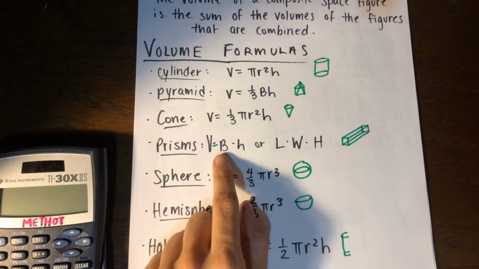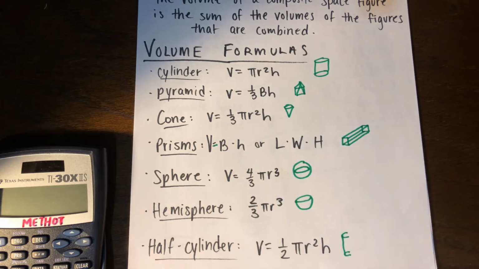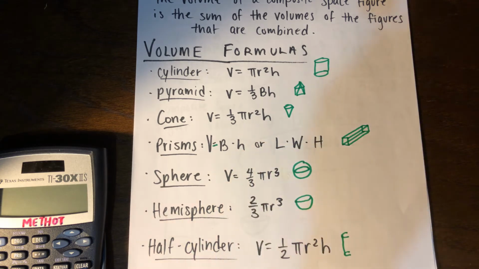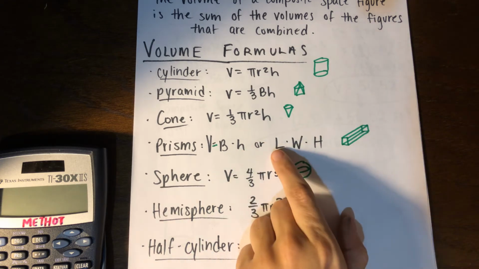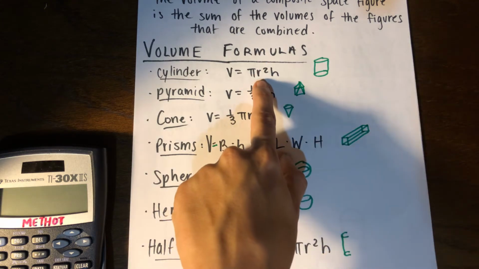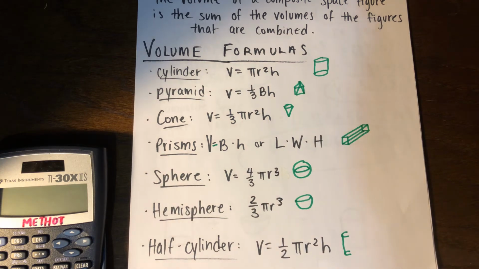I really want to talk about this one right here. This is the area of the base. Remember that. This capital B means area of the base. The lowercase h's are heights, and in this case, this one's also height. This is length times width times height. R would be radius. Pi is pi, it's 3.14.